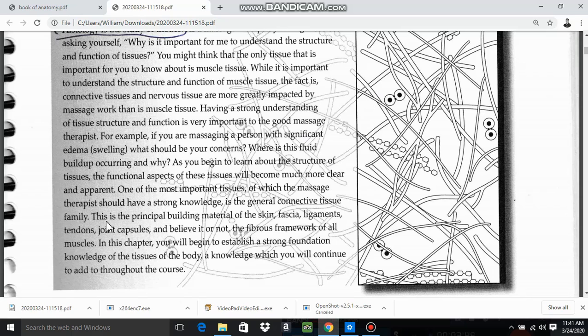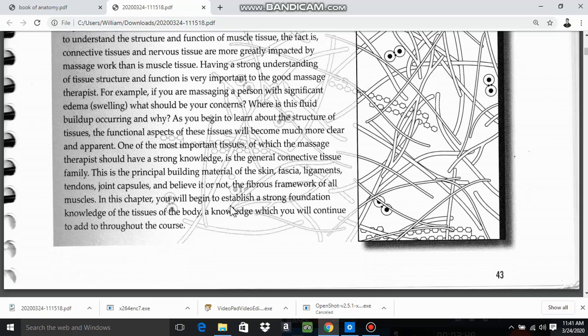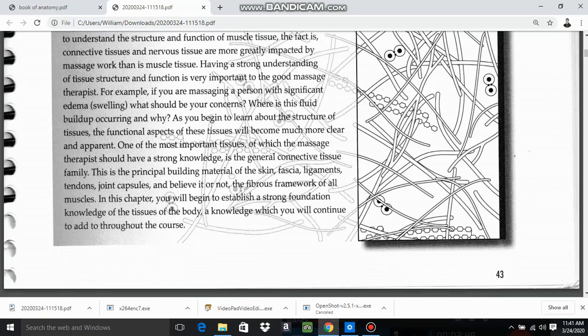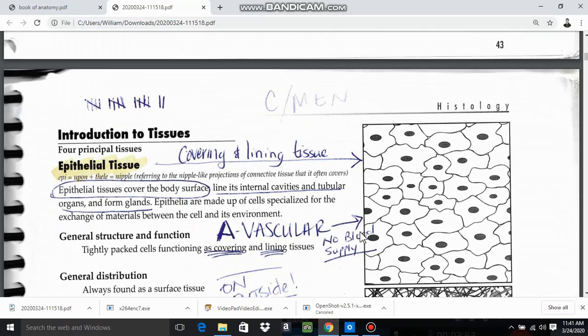So I kind of just partially read that. And I'm gonna get thirsty in here. Let's scroll down here.